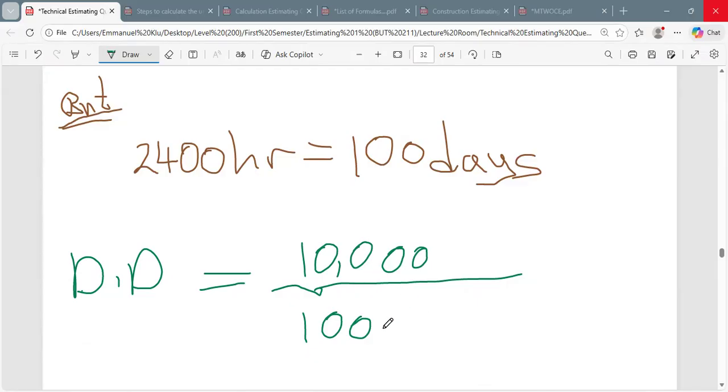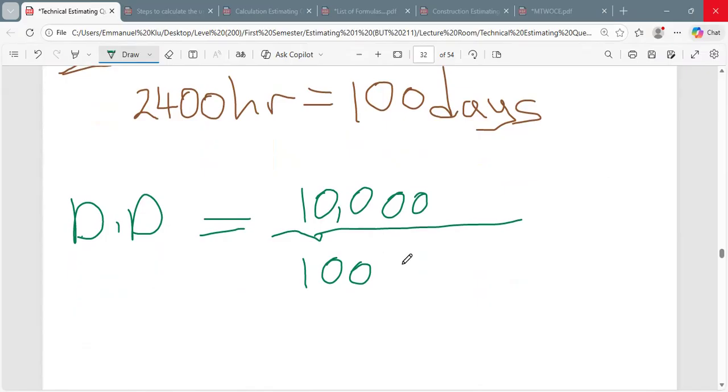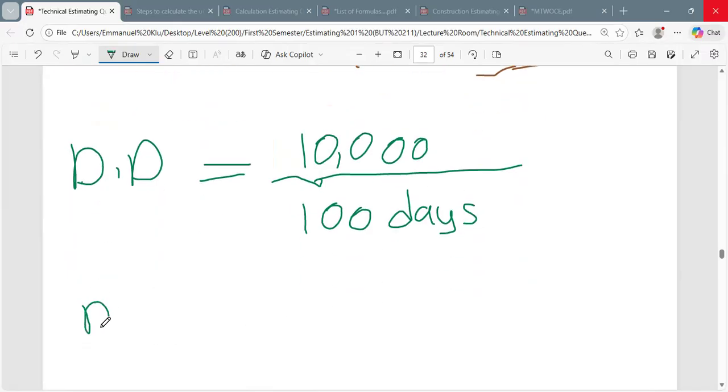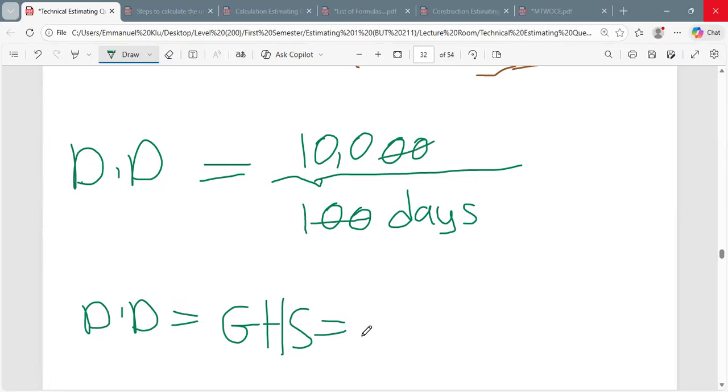So 10,000 over the 100 days. Okay, now we have converted this one to days. Good. So at the end of the day, you know that this one is in money. So our daily depreciation is going to be equal to, so if two zeros take off two zeros, what are we going to be left with? We're going to be left with just 100 days.